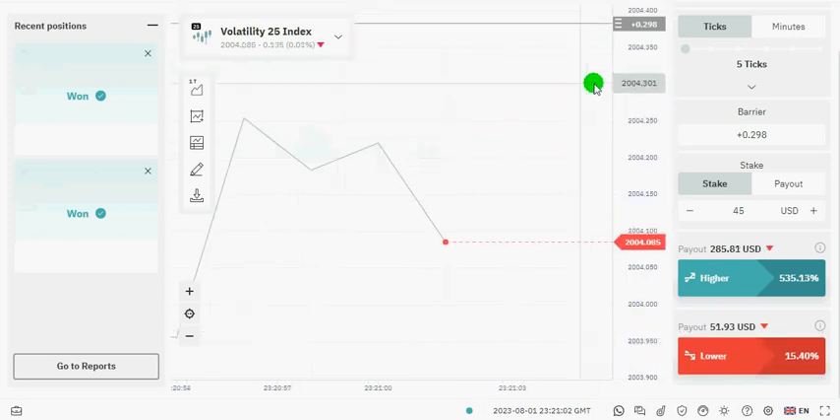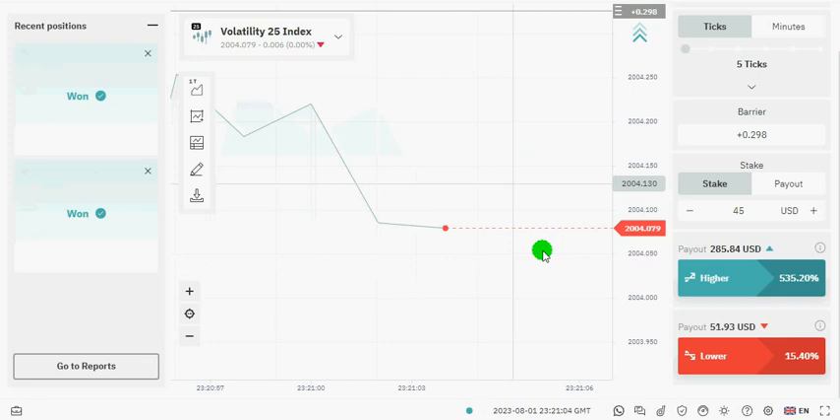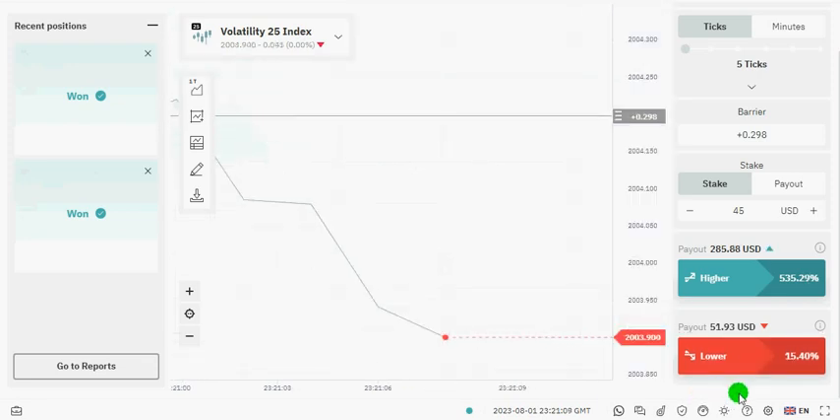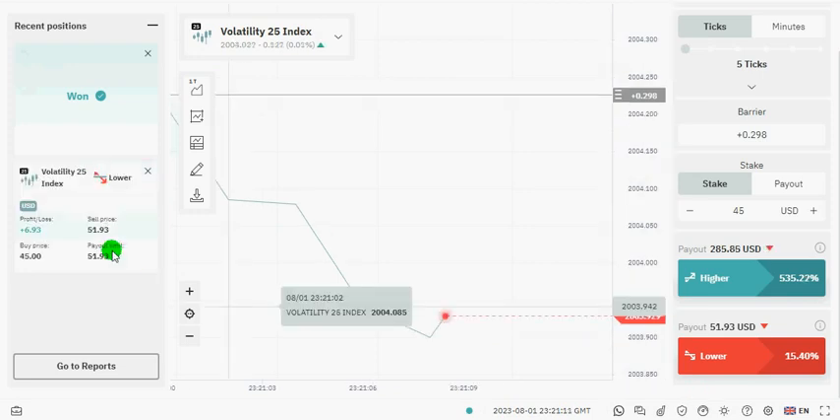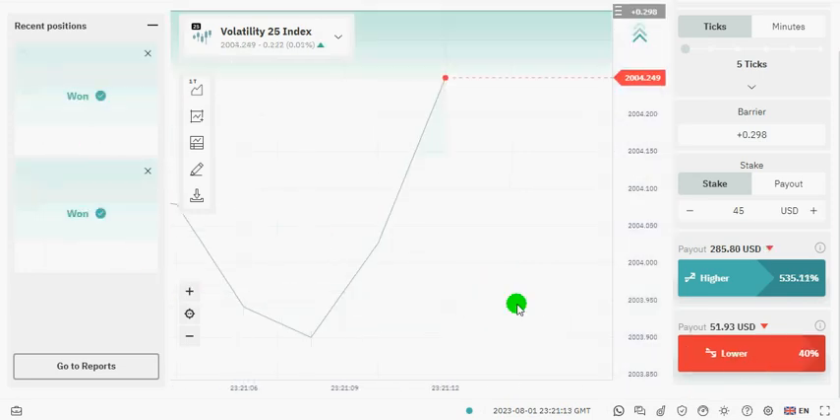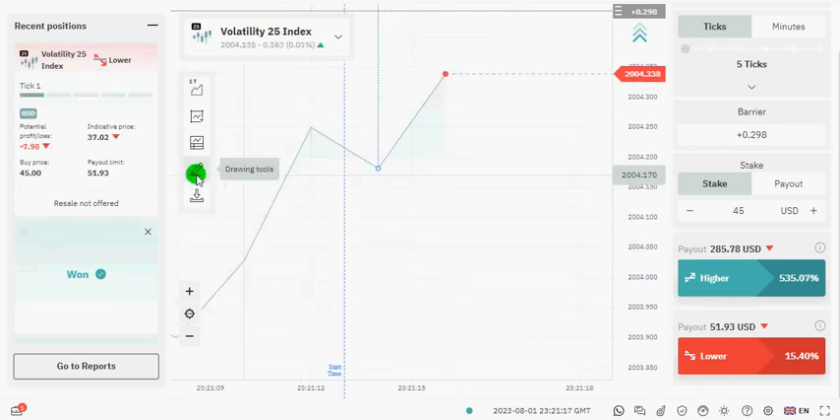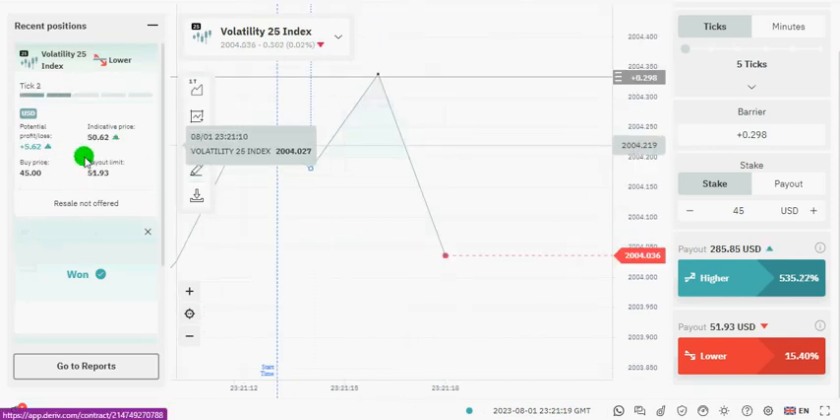Once this thing is right up, make sure it rebounds. You can see it drops down. Make sure it goes back up before you click on lower. So we are going to place a trade again. You can see we've already won 2 trades right there. So it's up. You can see where it was before I placed that trade. So let's wait for the outcome of that trade.